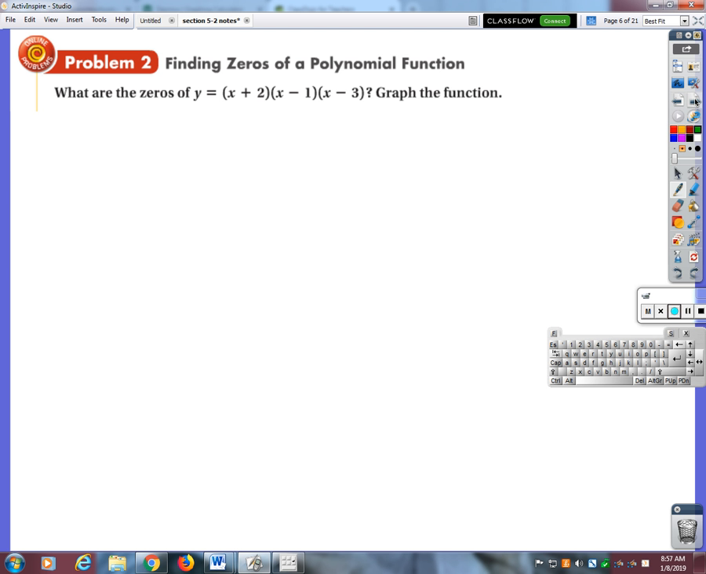All right, so if you are given it already in factored form, what are the zeros of x plus 2 times x minus 1 times x minus 3? What values of x will make each one of those parentheses equal to 0?